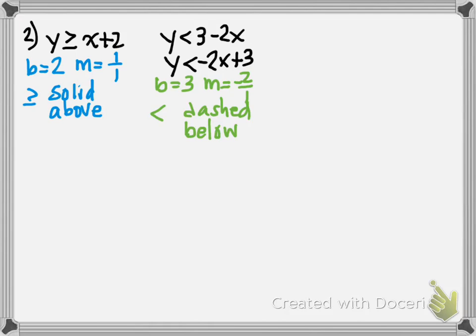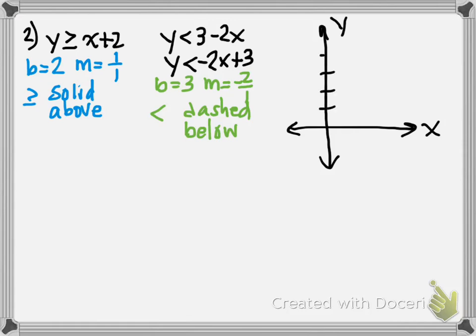So I'm going to gear up here and see where I need to do my axes. We have only positives on my y's. So we're going to go 1, 2, 3, 4. Label every other one. 1, 2. And then let's go ahead and graph.